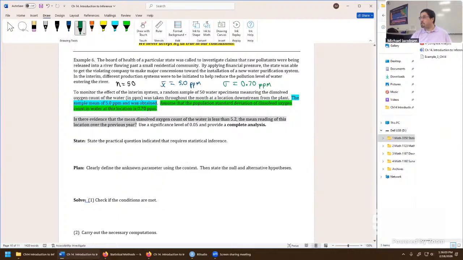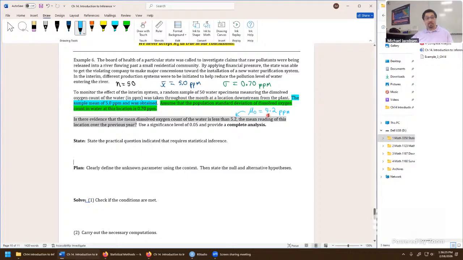It also gave us a very specific value. That 5.2 right there, that's going to be the value that we're going to be testing against in the null and alternative hypothesis. So the hypothesized value in the formulas, it's written as mu naught. And in this problem it's 5.2 parts per million.